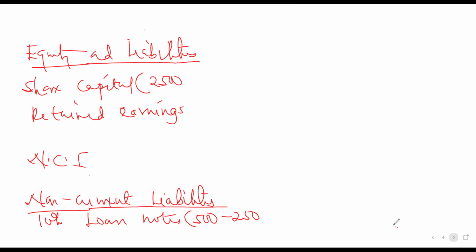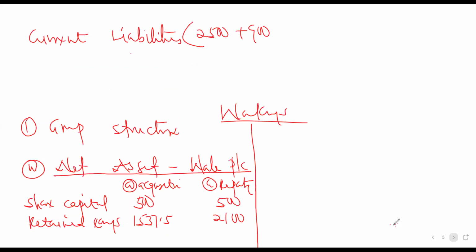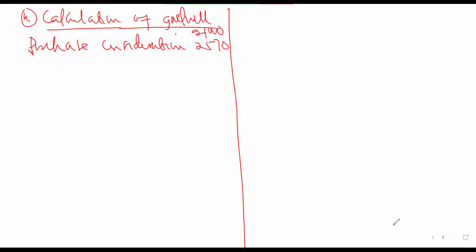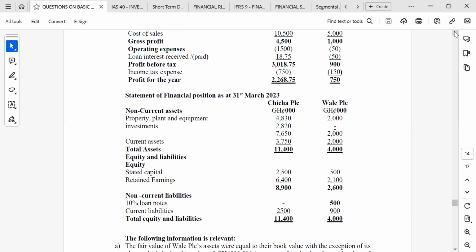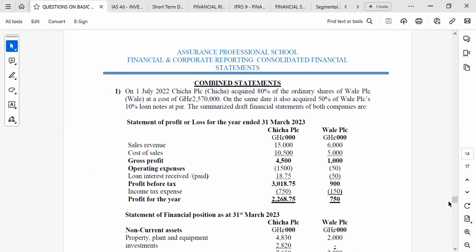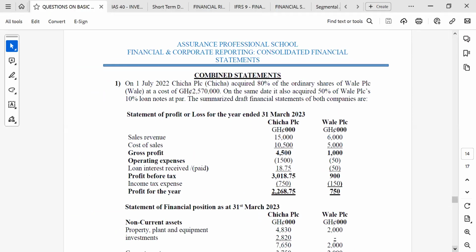But what will happen is, let's see whether the question is saying that they have received any of this. But since this particular transaction has been recognized, it means that they are going to receive a loan note interest, and the subsidiary will also be paying interest to the parent. Okay, so let's come here.